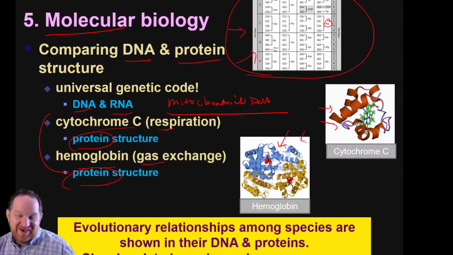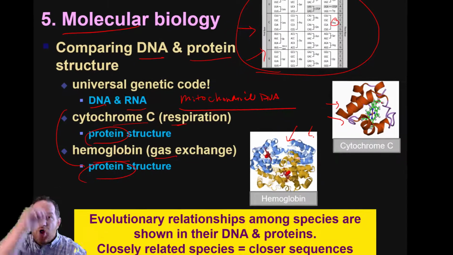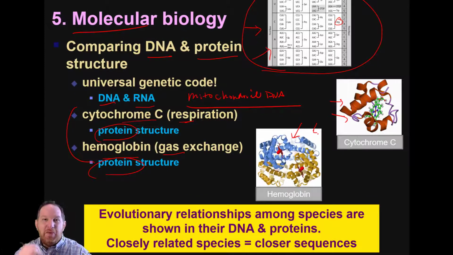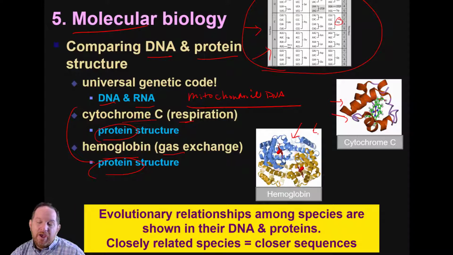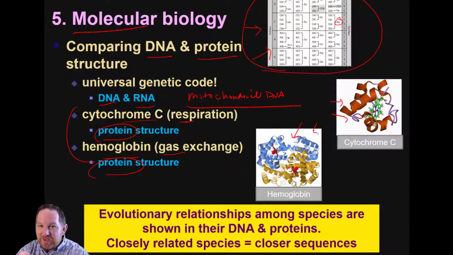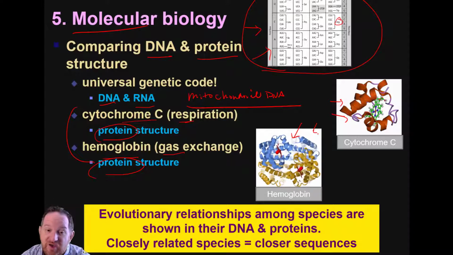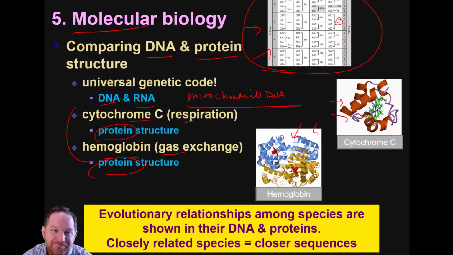But then the best evidence, of course, comes when we take all of these together to get a big picture. We look at the DNA, we look at the proteins, we look at the anatomy. We can then start to get a clear picture of how evolution occurred.